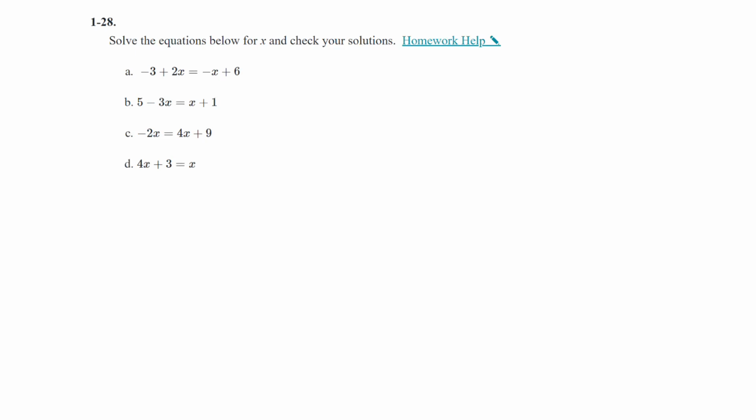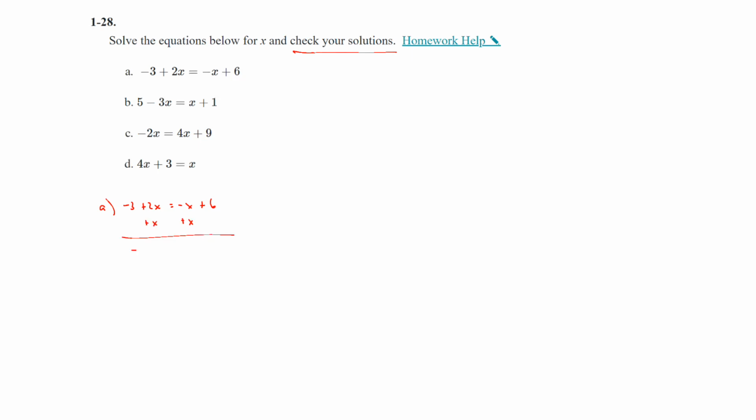Question 28. Solve the equations below for x and check your solutions. Once again, making sure that we are checking our solutions on each of these. Part A, negative 3 plus 2x is equal to negative x plus 6. So we have variable terms and constants on both sides. So we got to work at getting one on each side.